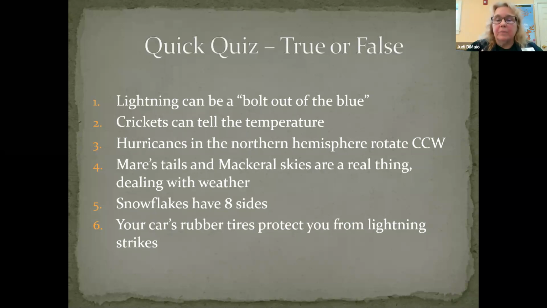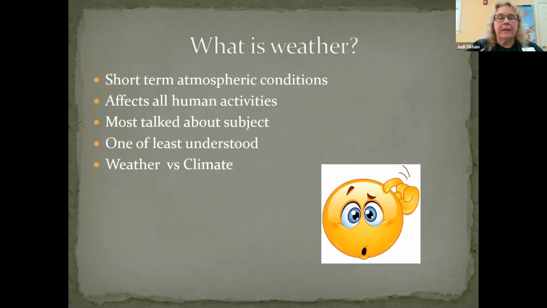Lightning can be a bolt out of the blue. Crickets can tell the temperature. Hurricanes in the northern hemisphere, which is where we are, rotate counterclockwise. Mare's tails and mackerel skies are a real thing dealing with weather. Snowflakes have 8 sides, and your car's rubber tires protect you from lightning strikes. So you can think about what you think, and we'll find out later on.